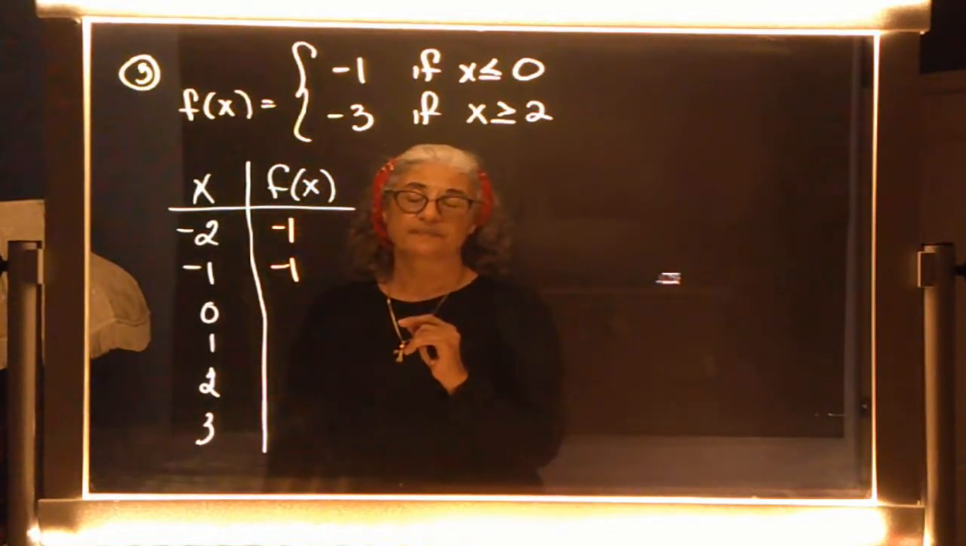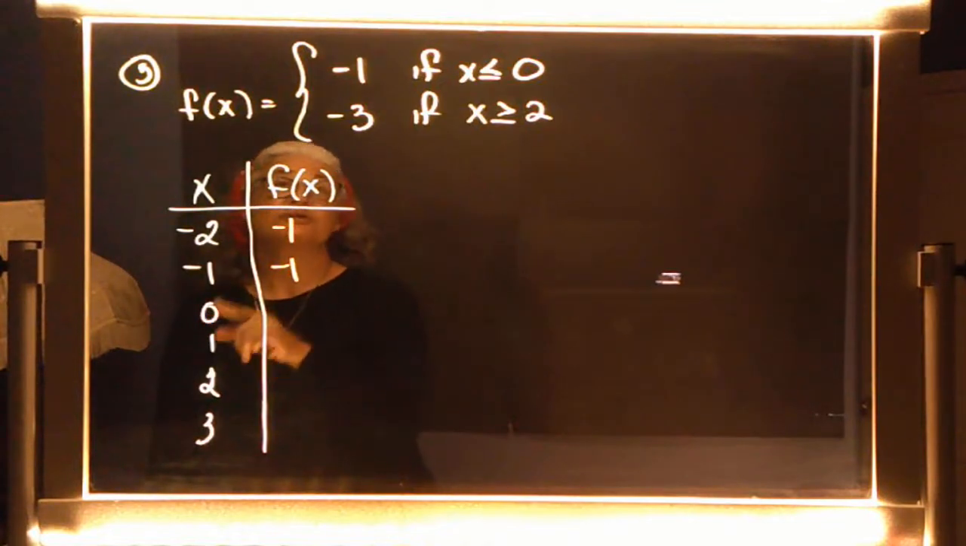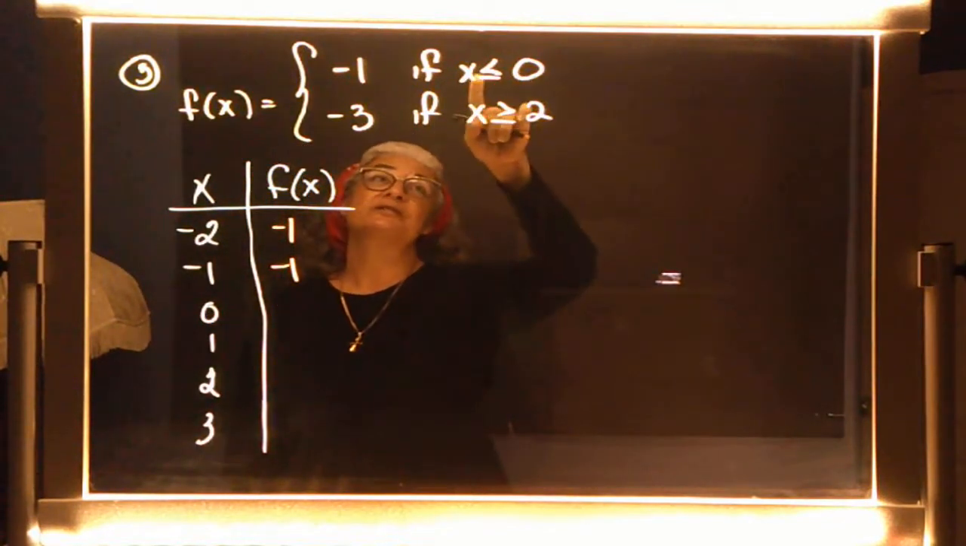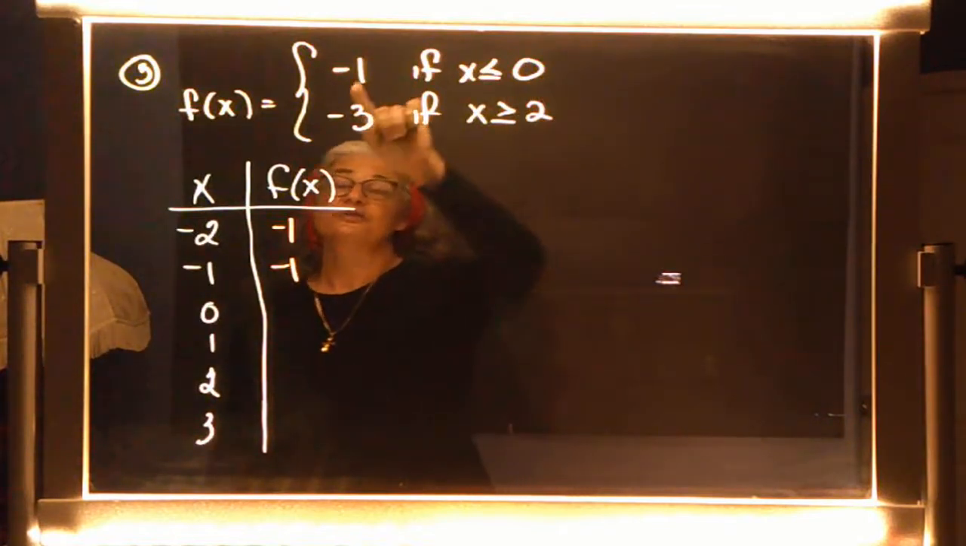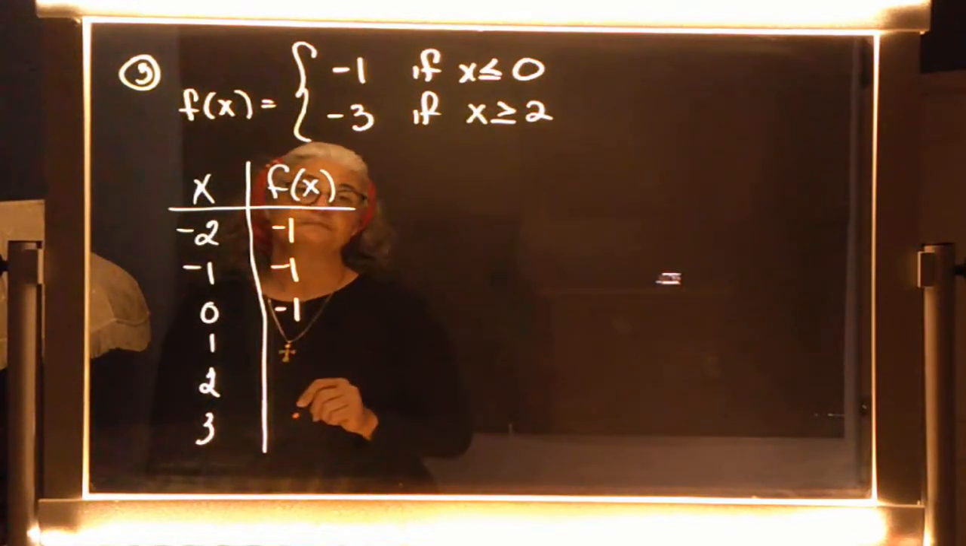Agreed? Okay, I'm going to plug in 0, and I'm still using the first piece because the first piece says x actually equals 0, doesn't it? So, yep, I get -1.